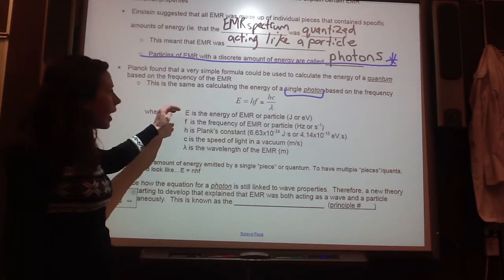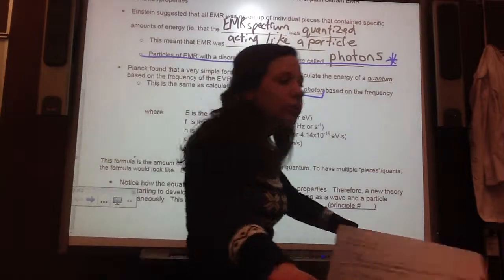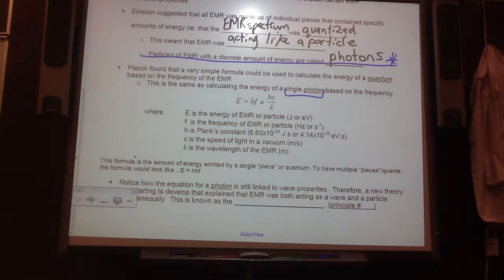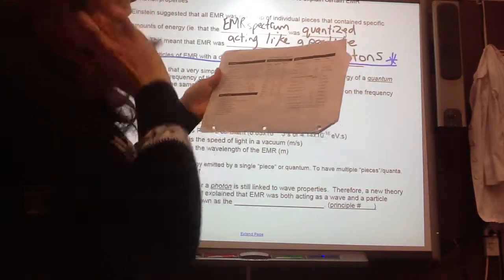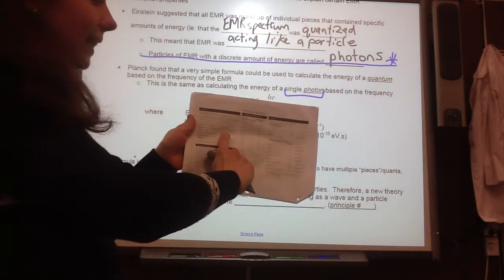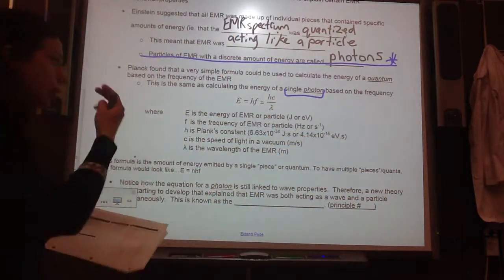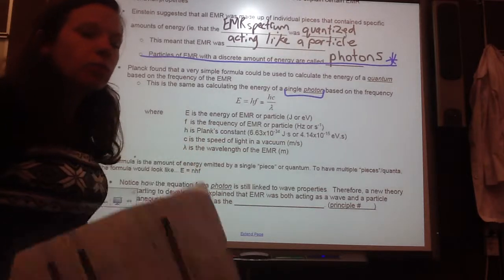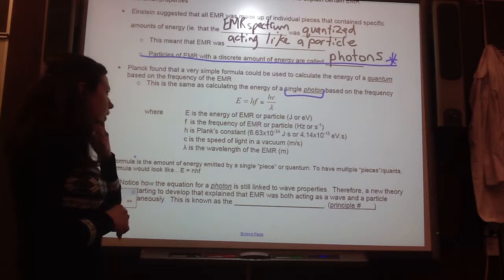So E stands for energy. It's in joules or eV. So that's electron volts. And if you want to convert between joules and eV, go to your data sheet and see here, electron volt, 1 eV, is equal to 1.6 times 10 to the negative 19 joules. So remember to convert back and forth between those. But you can give your answer in either, and it depends on what you use which one you'll answer in.